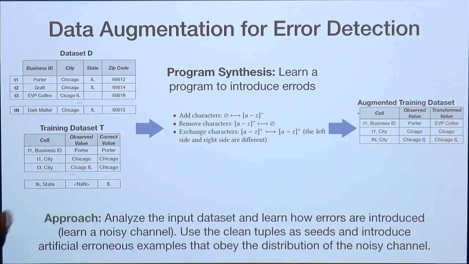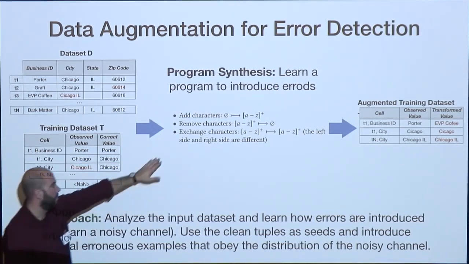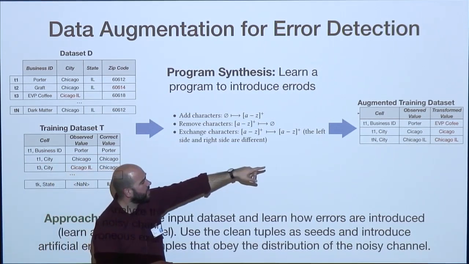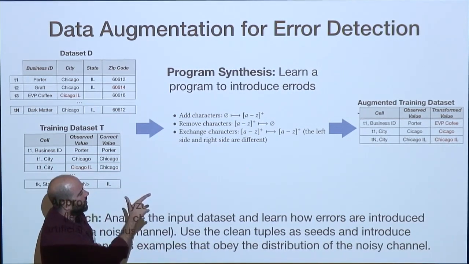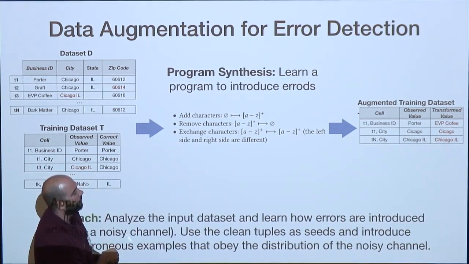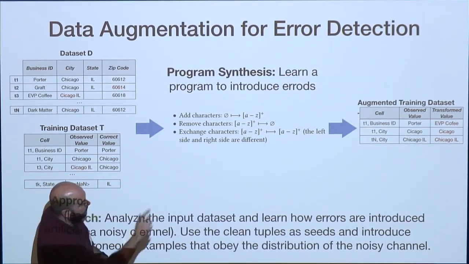And we use this noisy channel that we have learned to perform what is called ML data augmentation. We take these initial training sets together with data tuples from our original data set and introduce new examples. For instance, here is an example of an error: I can flip the business ID from Porter to EVP Coffee. That's a full exchange, so I applied this transformation. For the second one, for the city, I left it the same. So I had Chicago, I introduced another error, sorry.